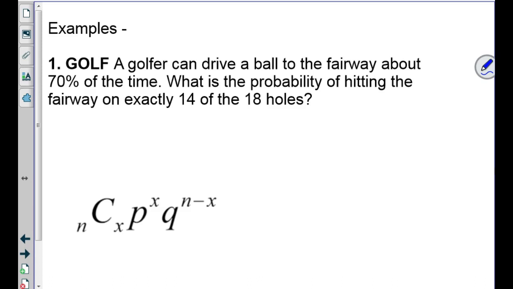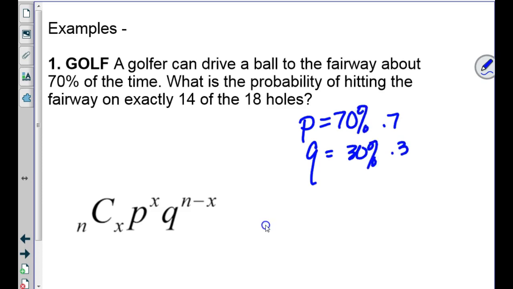These are here. It says a golfer. Okay, so we want to hit the fairway. What's our chance of success? 70% or 0.7. What's our chance of failure then? 30% or 0.3. What do we want to do for success? How many times? 14 out of 18. So n is 14, x is 18.